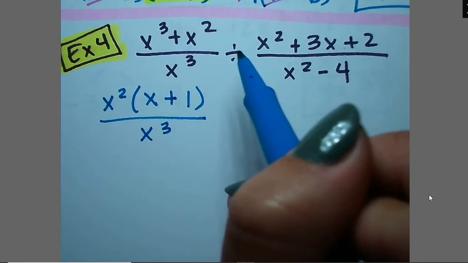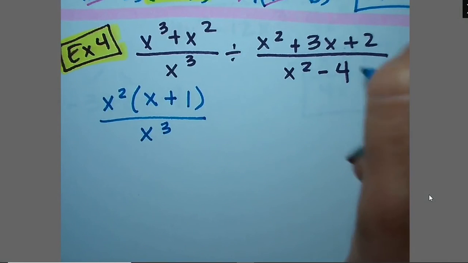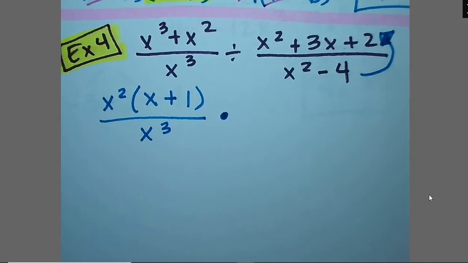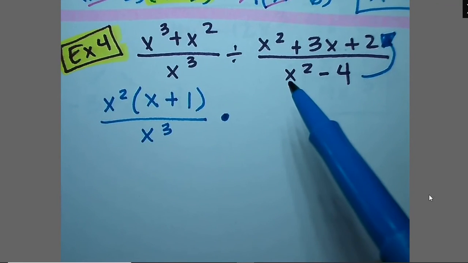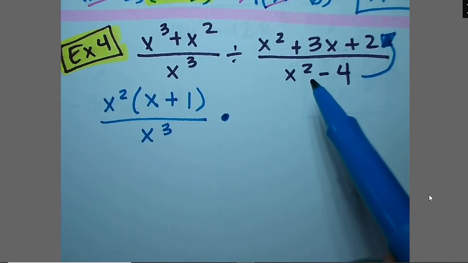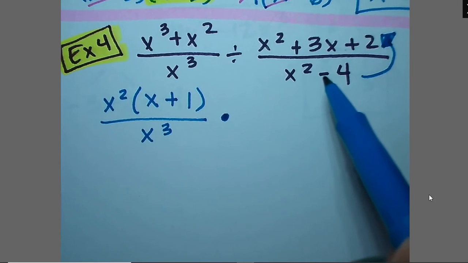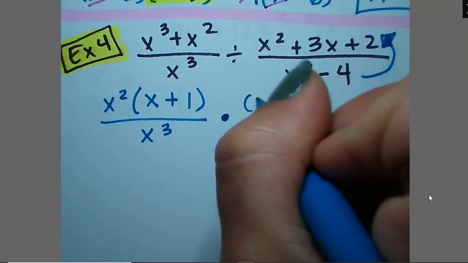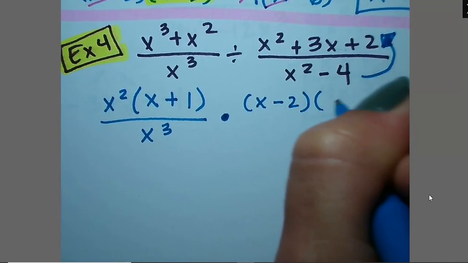Now I'm keeping, changing, and flipping, so this is going to change to multiplication. X squared minus 4. Again, hopefully you see this is a difference of squares. You want 2 factors of negative 4 that add to give you 0 because there's no number in the middle. That's going to be positive 2 and negative 2. So this is going to be x minus 2 times x plus 2.